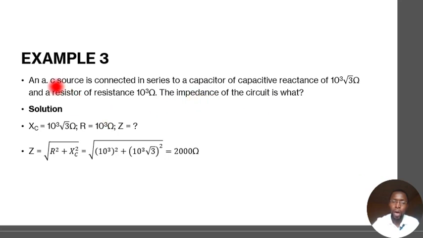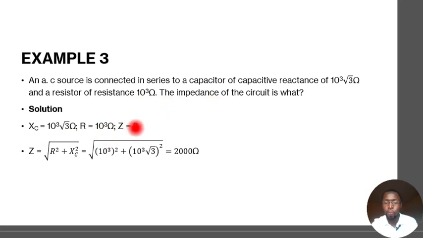So let's write all the parameters given. We are given the capacitive reactance to be 10 to the power 3 root 3 ohms. So our XC, the capacitive reactance, is 10 to the power 3 root 3 ohms. We're also given a resistance of 10 to the power 3 ohms. And we are to calculate the impedance. The impedance is represented by Z.